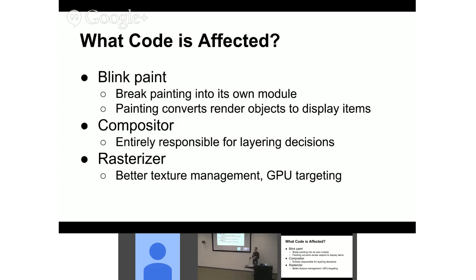The compositor will be affected very significantly. The input to the compositor will change from being a graphics layer tree into being this list of things, and it will need to take on the responsibility for doing all the things that Blink currently does in generating these trees. And then the rasterizer we think will be affected at some point. There's no direct plans yet, but there are opportunities there to improve texture management, to pay more attention to what GPU you're running on, and other changes to rasterization.